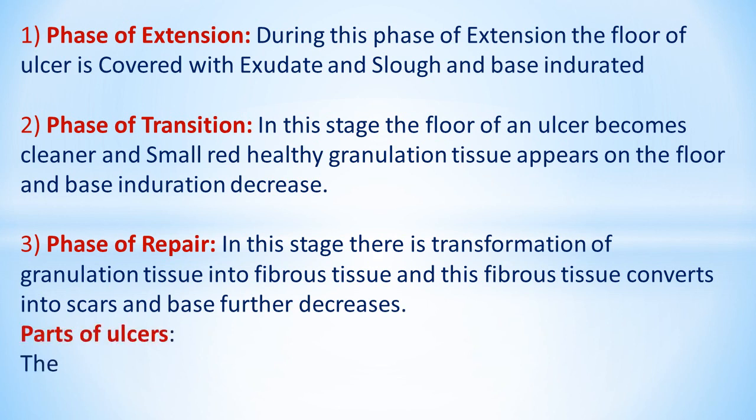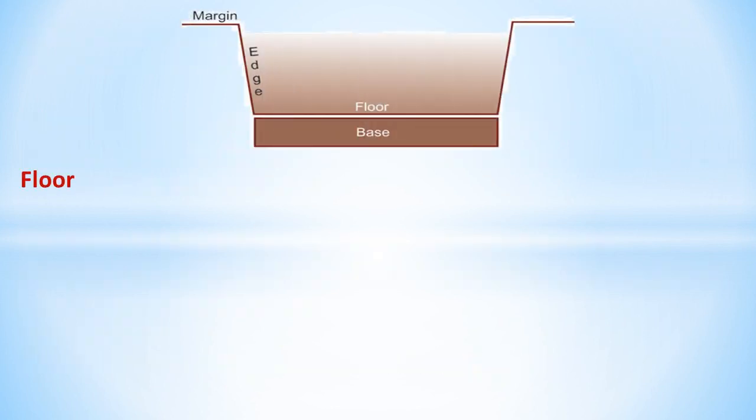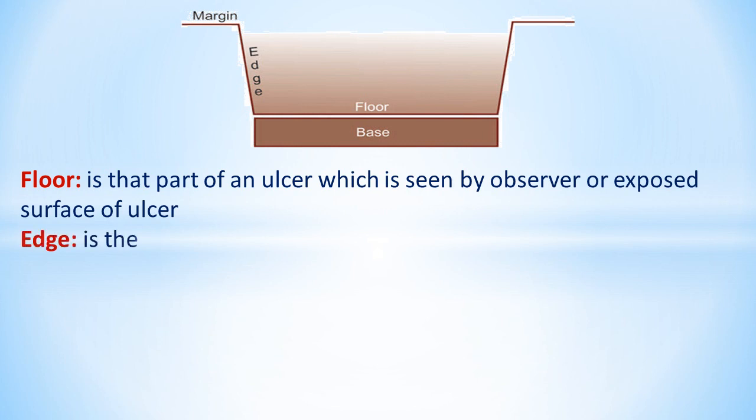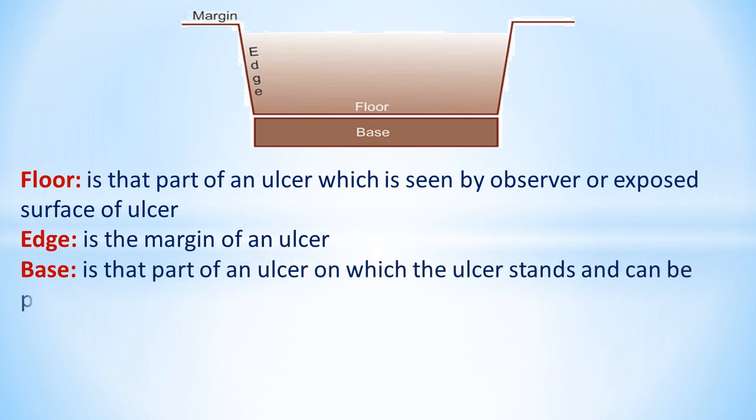Parts of ulcers. The ulcer has 3 important parts: floor, edge, base. Floor is that part of an ulcer which is seen by the observer, or the exposed surface of the ulcer. Edge is the margin of an ulcer. Base is that part of an ulcer on which the ulcer stands and can be palpated.